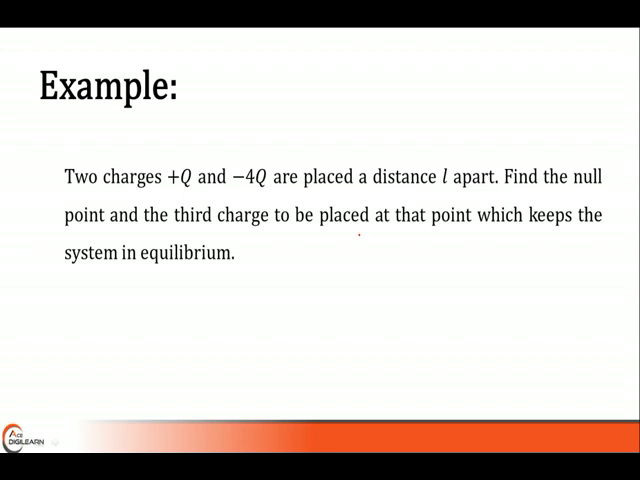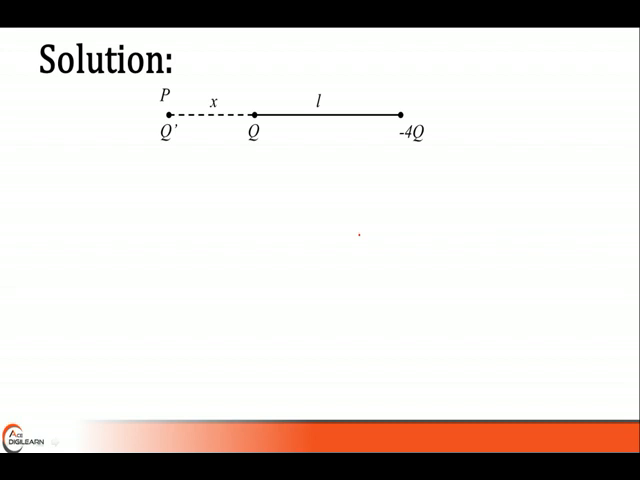Let's solve the example. Two charges plus q and minus 4q are placed at distance L apart. Find the null point and the third charge to be placed at that point, which keeps the system in equilibrium. Now how do we solve this? So q and minus 4q are placed at distance L apart. We have to place a third charge q prime such that the system of three charges remains at equilibrium.